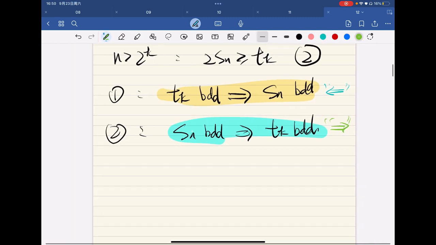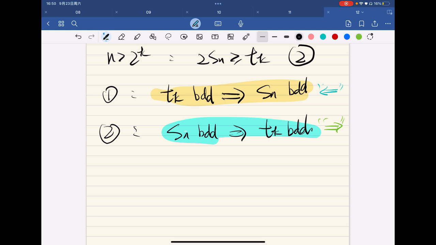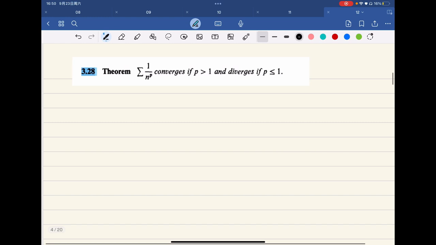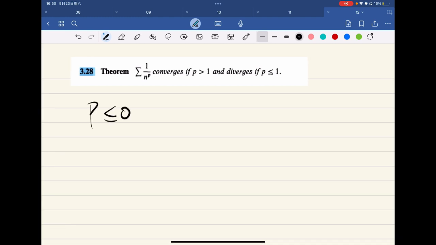Because 1 over n^p does not converge to 0. Does converge to 0, how come this converges? How come this converges? The necessary condition for convergence is not satisfied. Right?